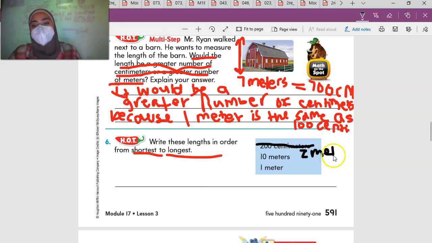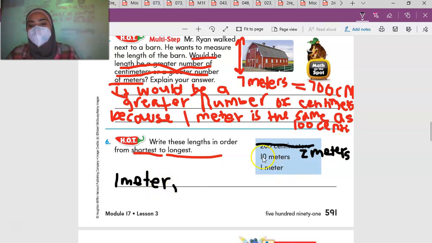Now it should be easy to put these in order. Now we're going to put them in order from shortest to longest. So what's shortest? 1 meter, 2 meters, or 10 meters? 1 meter. 1 meter is the shortest. And then what's the next shortest? 2 meters is shorter than 10 meters. So 2 meters is the same as 200 centimeters. You can write cm for centimeters if you want. And then the largest is what? 10 meters.